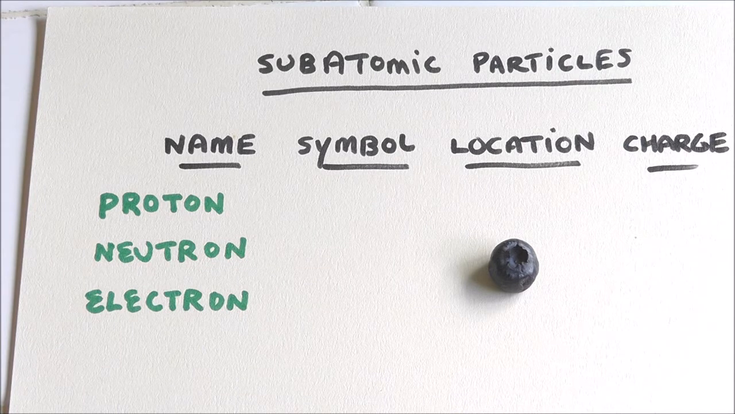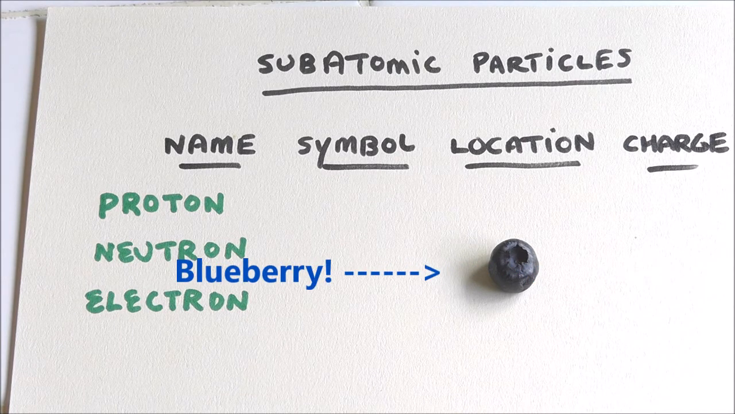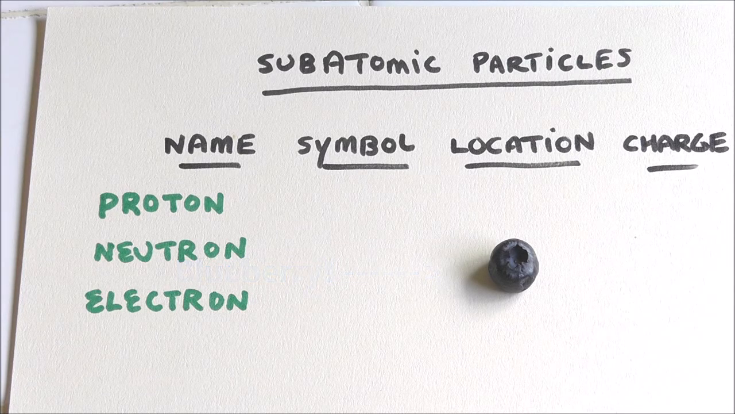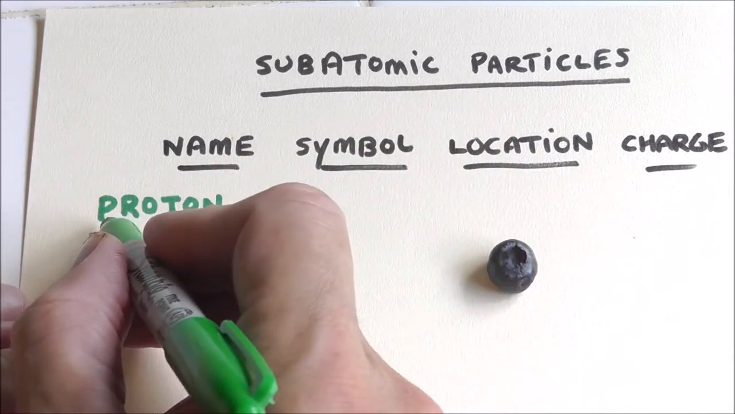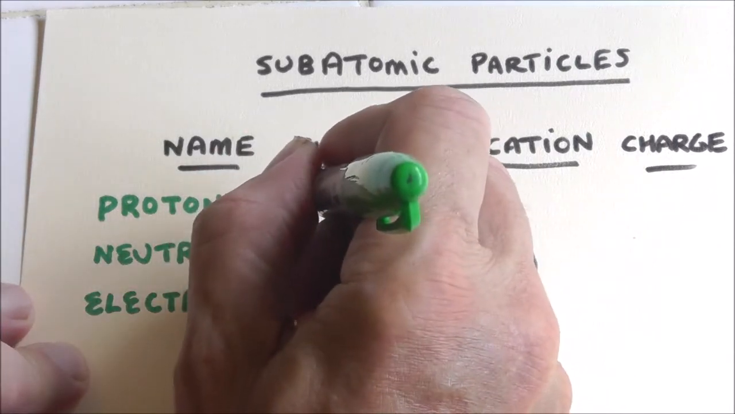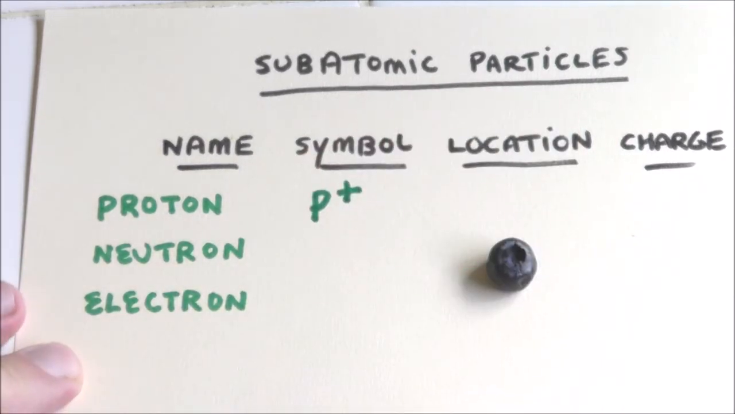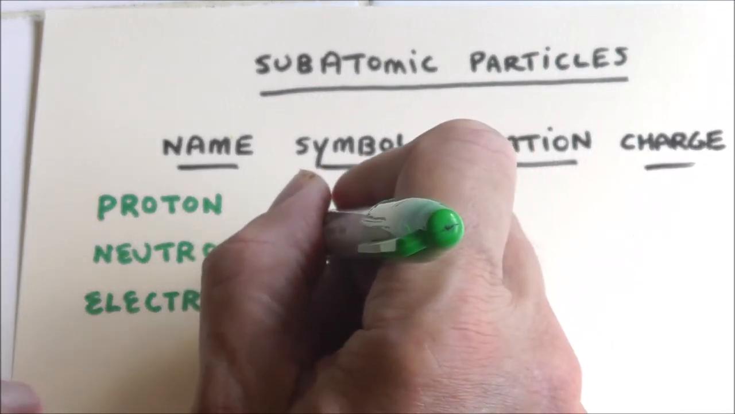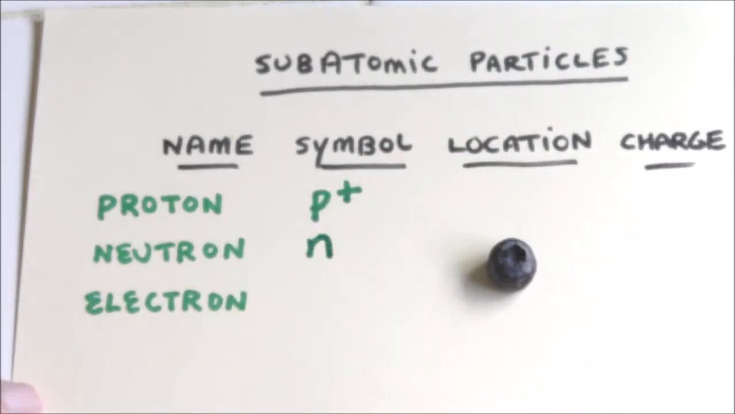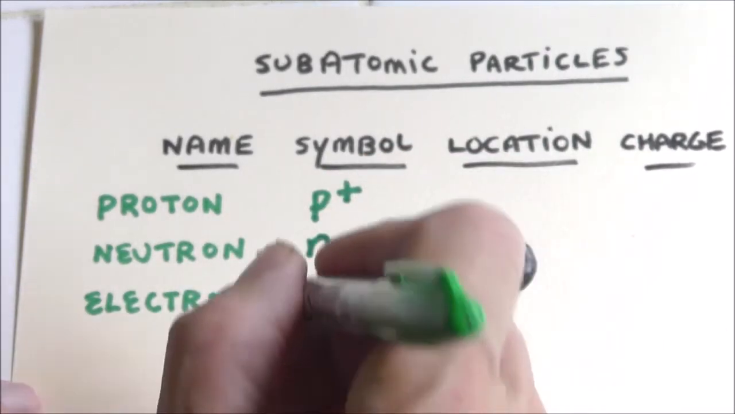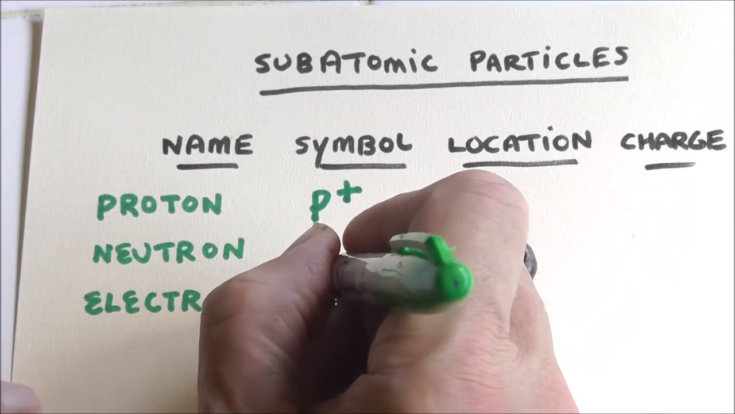So I've made a little chart here, and we're going to talk about the three components of an atom: protons, neutrons, and electrons. So let's talk about their symbol first. Protons. Now, if you ever forget: pro, positive, like pros and cons. P plus. That's its charge. A neutron is neutral, doesn't have a charge, so it's just a symbol N. And an electron is negative.